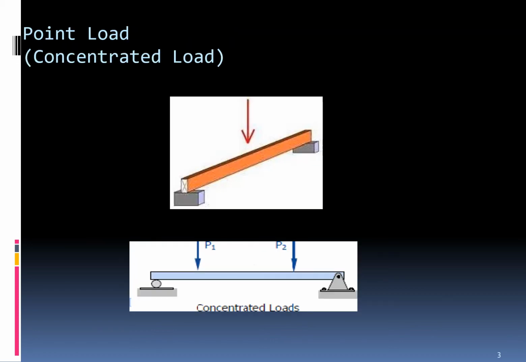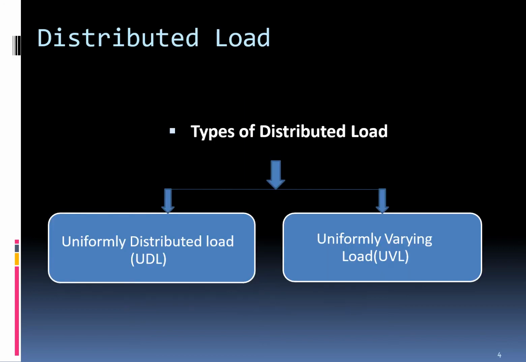Point load. Point load is that load which acts over a small distance. Because of concentration over a small distance, this load may be considered as acting on a point. Point load is denoted by P and symbol of point load is arrow heading downward. For example, if two persons standing on a beam, that two persons can be considered as concentrated load.